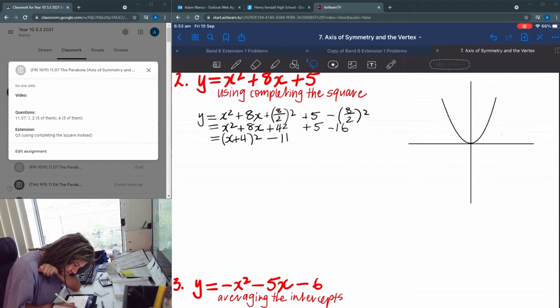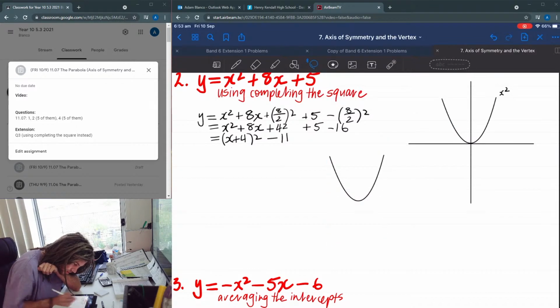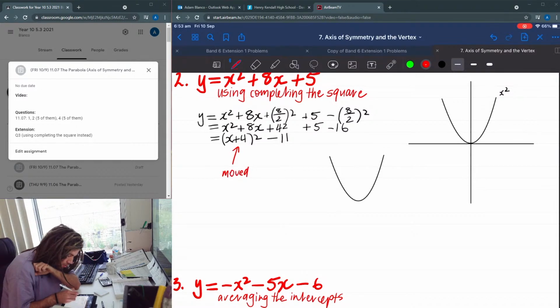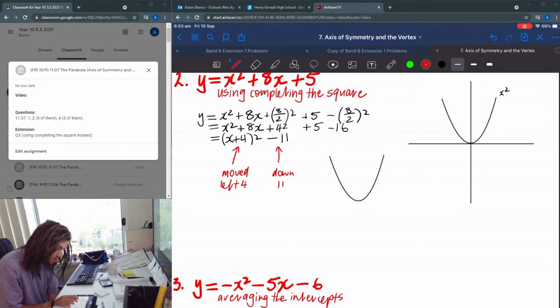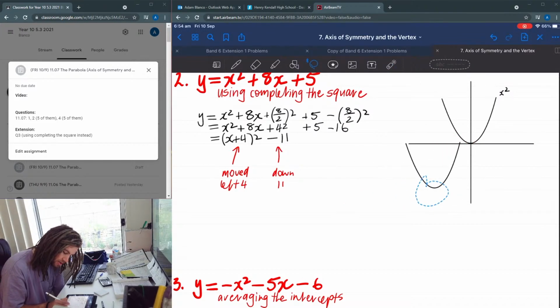Pretend this is x squared. Let me copy and paste it. Okay, so what you'll notice is this thing has been moved, and it's gone left 4 and down 11. Think about this: my vertex starts at 0, 0. If that then goes left 4 and down 11, where's the vertex going to be? It's going to be at minus 4, minus 11. So that's literally it.